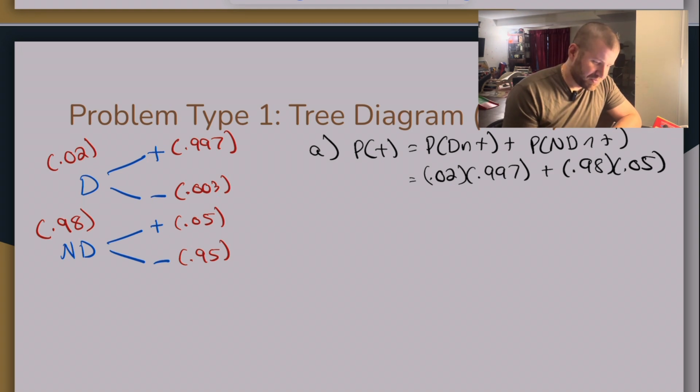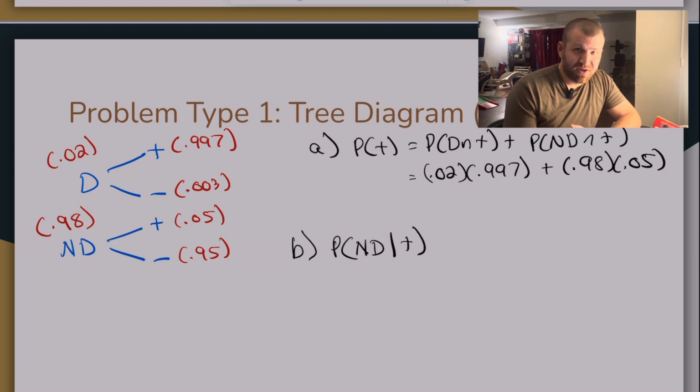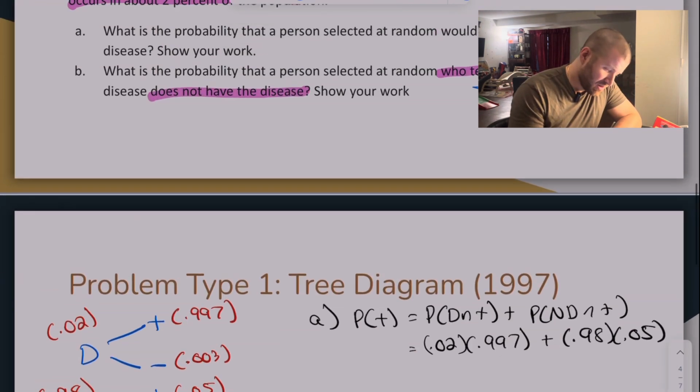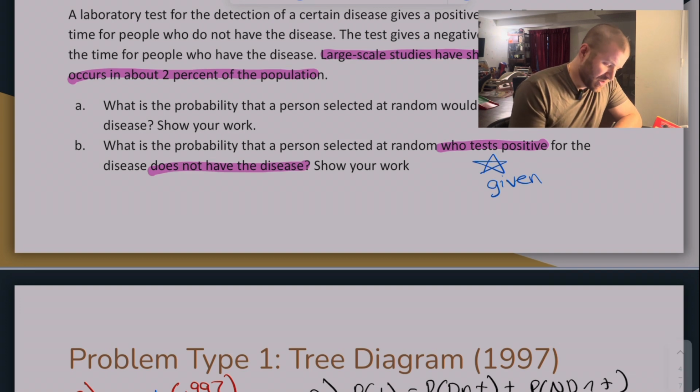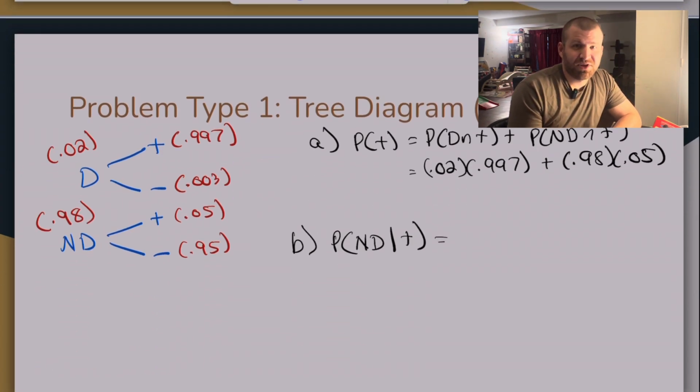Right, maybe around 10%. We'll see. Part B is the important thing, because part B is what's the probability that somebody does not have the disease given that they test positive. Find the probability that a person selected at random who tests positive does not have it. So given that I test positive, what is the probability that I do not have the disease?